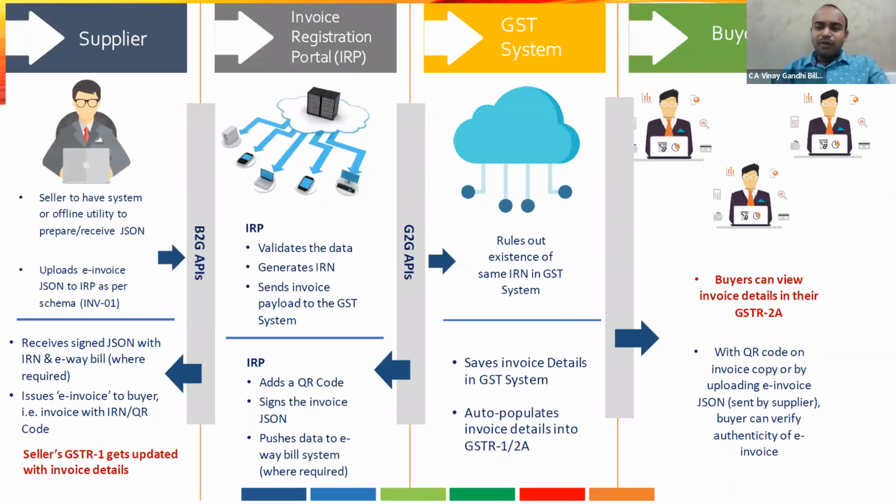So this is the overall view. I will not explain again what happens. This is what I have already explained, from supplier to IRP to GST system and to buyers. So all this is automated. Once the supplier uses the offline utility or whatever format or API to generate an IRN, this is how the process works.